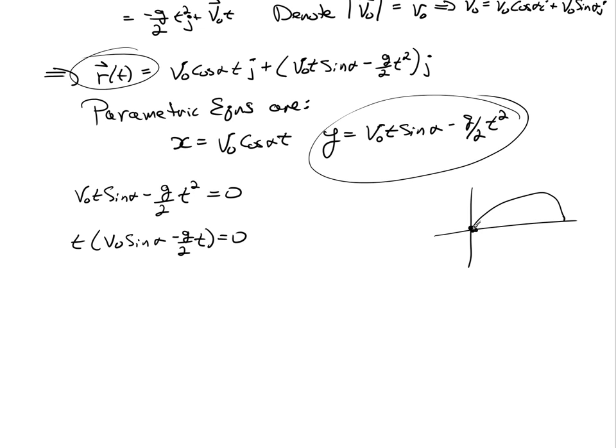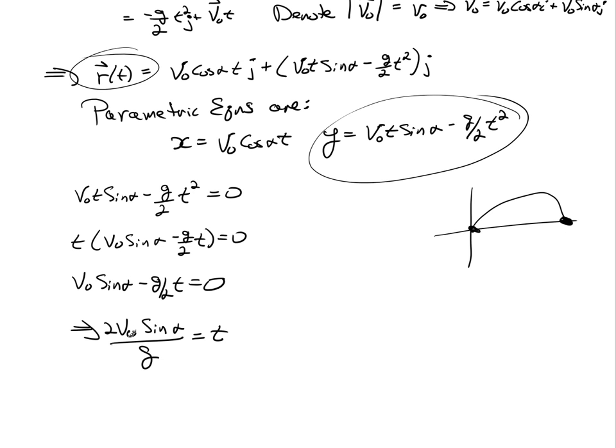right here, which I really don't care about. It's this guy right here that I'm looking for. So what I really need is I need v naught sine of alpha minus g over 2 t to be 0. That would imply that v naught sine of alpha, that's twice that, over g is equal to t. So when t equals twice v naught sine alpha over g, then I'm going to be back on the ground.